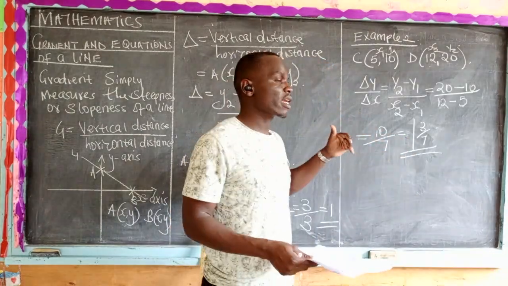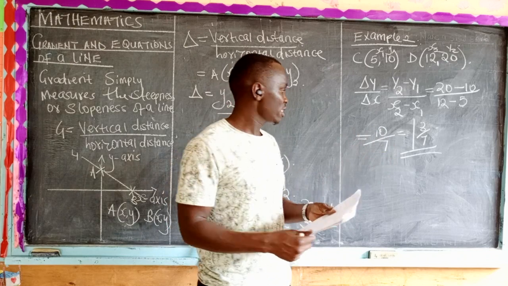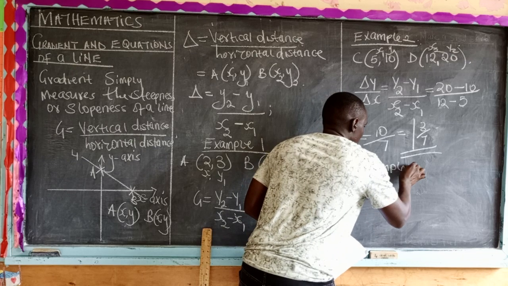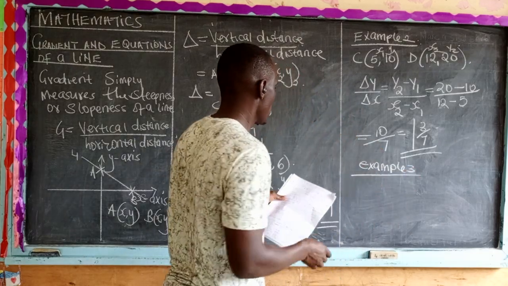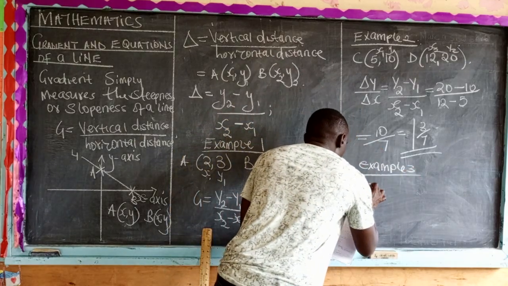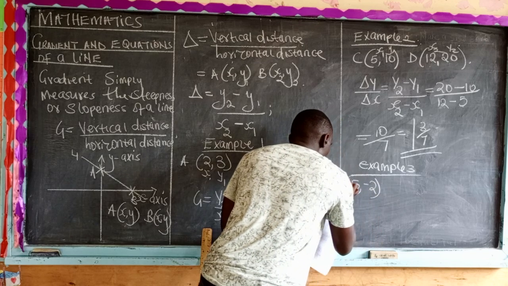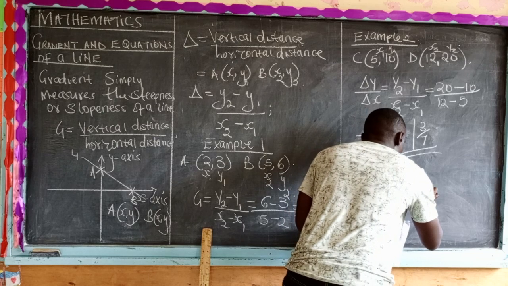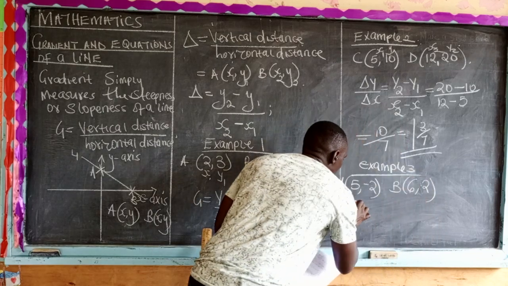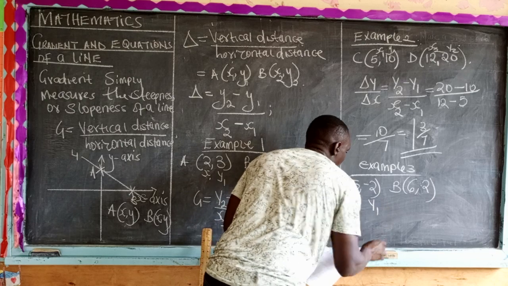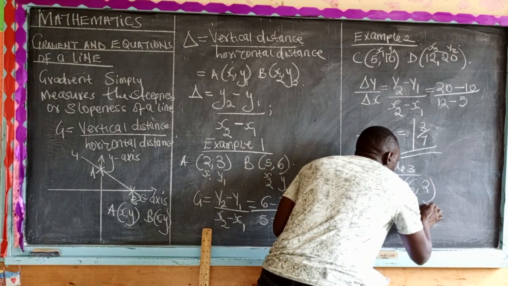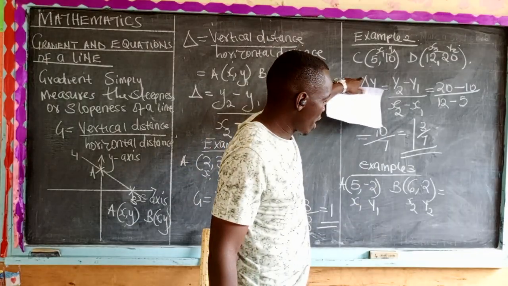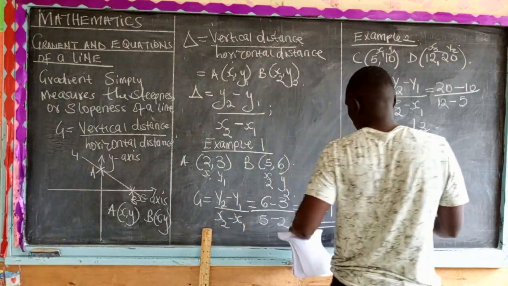That is example 2 in this area. Let us look at example 3. In that example, we have 5, negative 2 as point A, then we have point B as 6, 2. Then we have x1, y1, x2, y2, where the gradient will be given by change in y over change in x. So in this case, what is change in y?